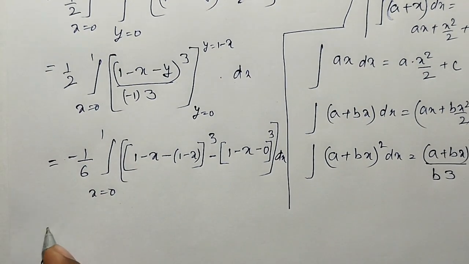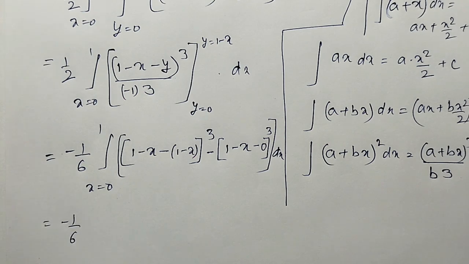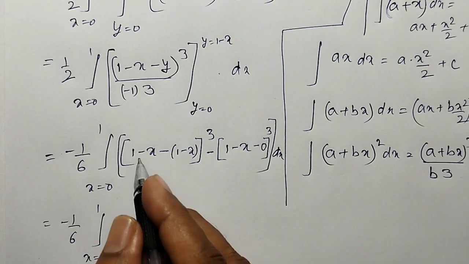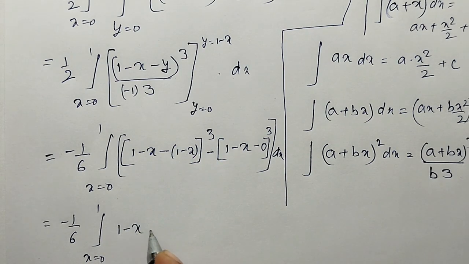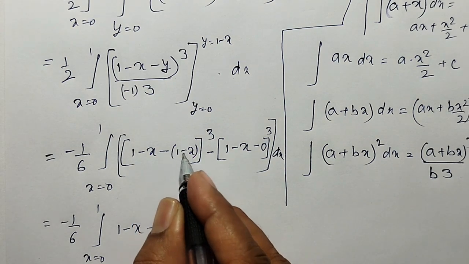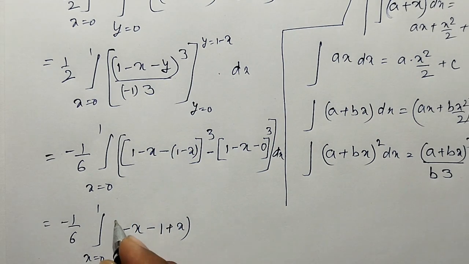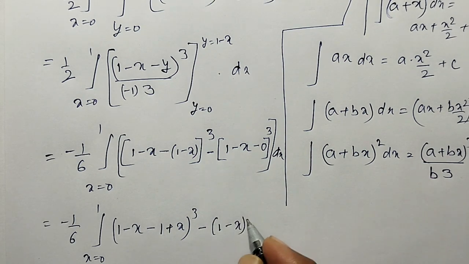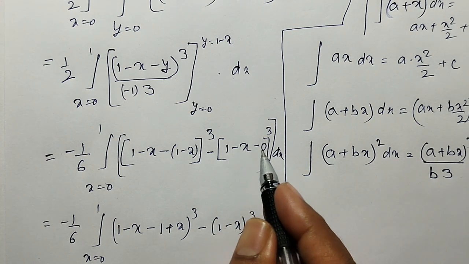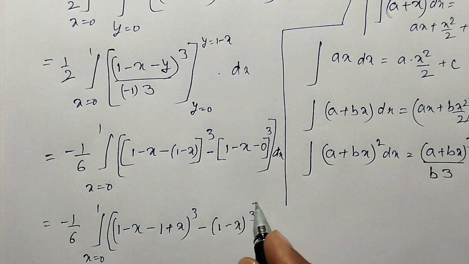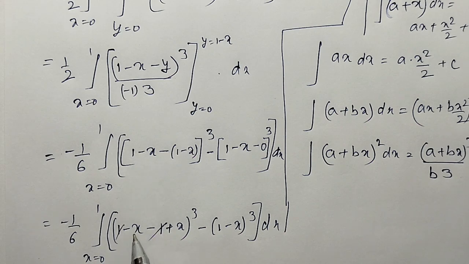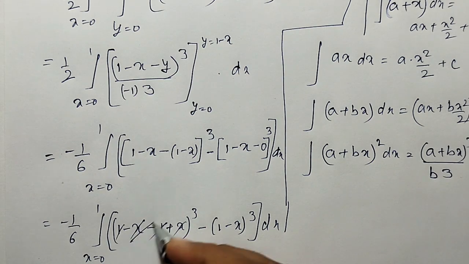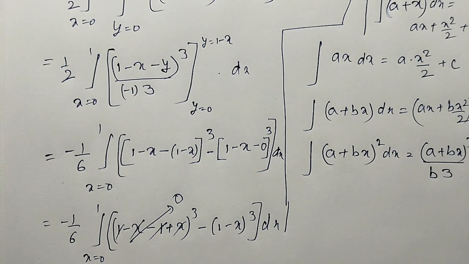Okay, now simplify this, which is equal to minus 1 by 6 times integration from x equal to 0 to 1. I will simplify this within the bracket and bracket cube. It is (1 minus x minus 1 plus x) raised to 3 minus (1 minus x) bracket cube, because (1 minus x minus 0) bracket cube is there, into dx. Okay, and what you can observe here, plus 1 minus 1 cancels, minus x plus x also cancels, therefore first term total it is my 0.